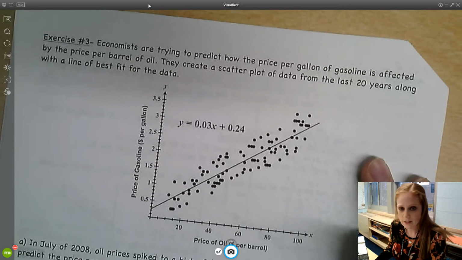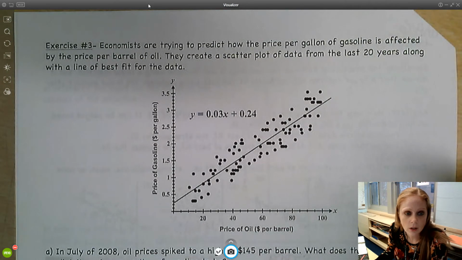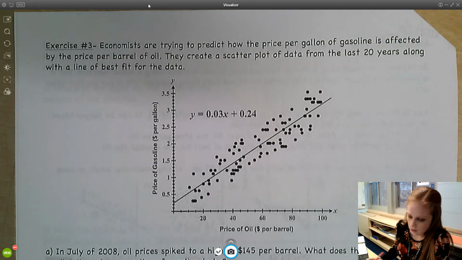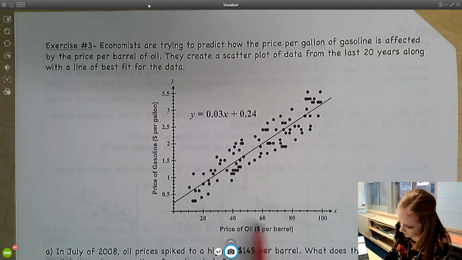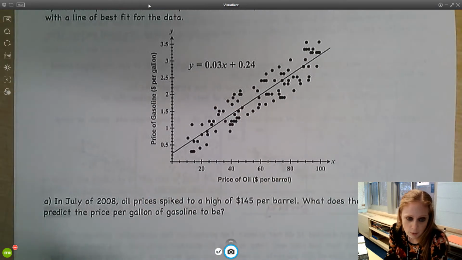Economists are trying to predict how the price per gallon of gasoline is affected by the price per barrel of oil. They created a scatter plot from the last 20 years along the line of best fit for the data. Okay, so the price of oil is listed on the x-axis, the price of gasoline on the y-axis, and here's our equation. In July of 2008, oil prices spiked to a high of $145 per barrel. What does the linear model predict the price per gallon of gasoline to be?